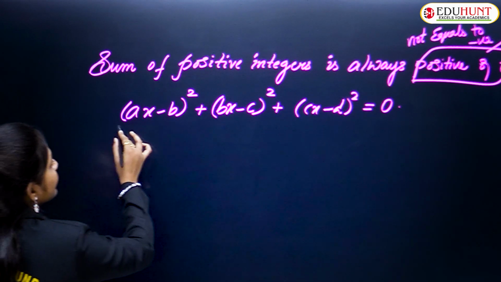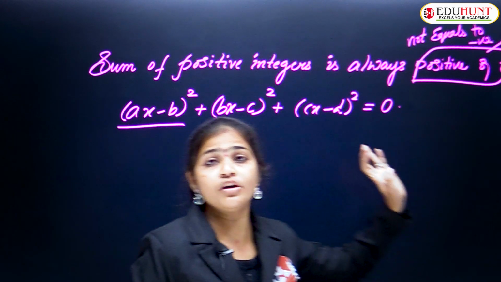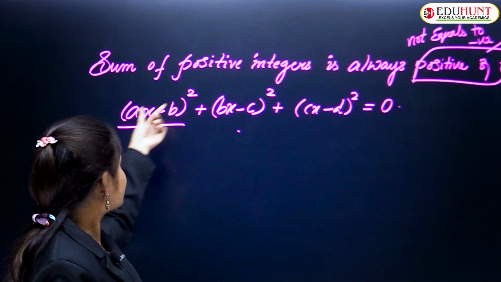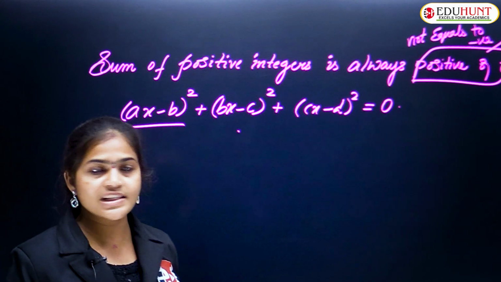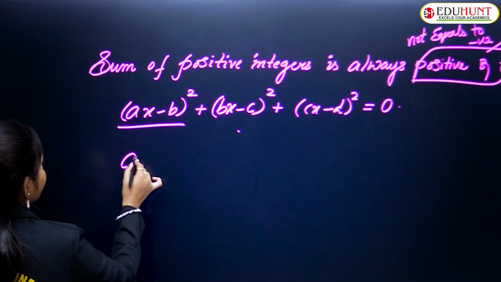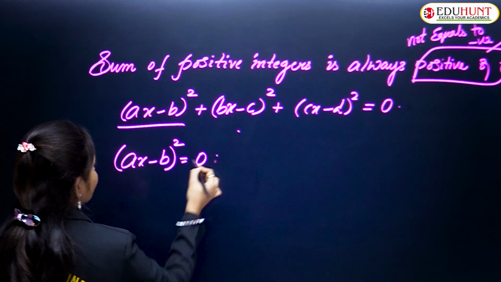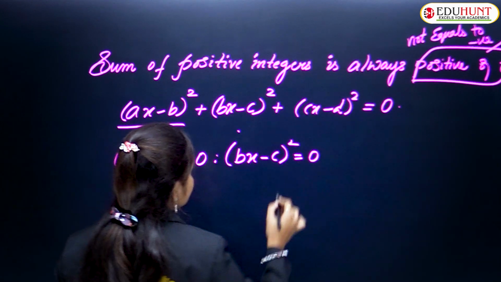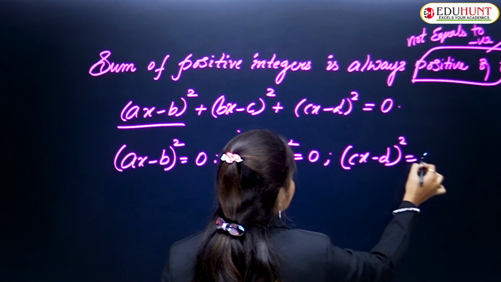So that's why the sum of the squares of the first expression, the second expression and the third expression is equal to 0. When will it be? This is equal to 0, this is equal to 0, and the third expression is equal to 0, then only this is possible. Understand? So that's why (ax - b) whole square is equal to 0, (bx - c) whole square is equal to 0, and next (cx - d) whole square is equal to 0.